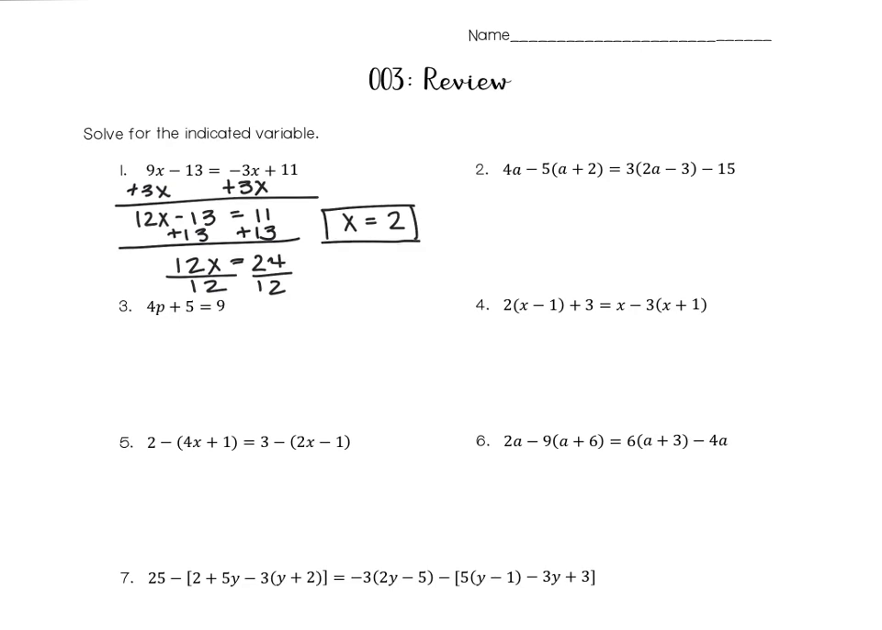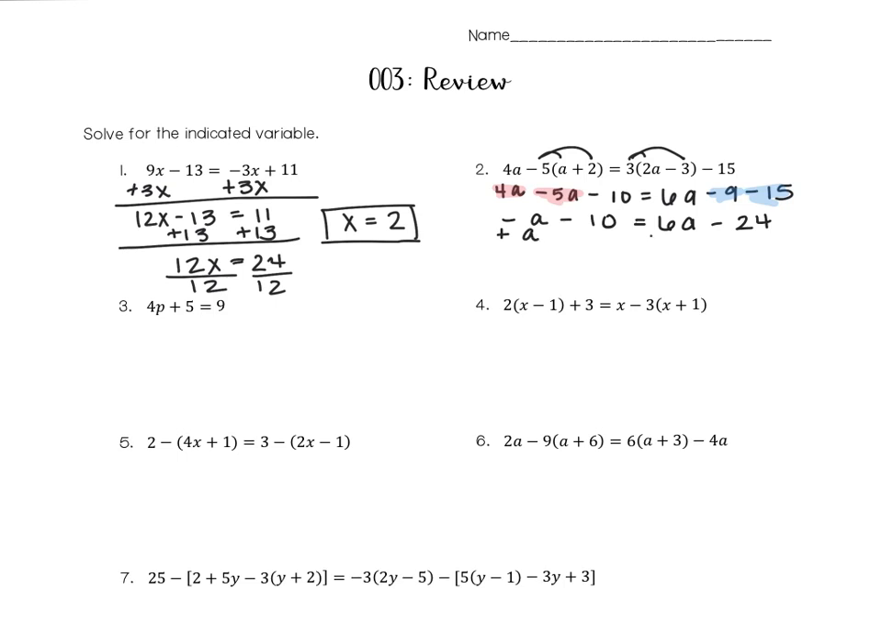For the second example, you would want to start by distributing to eliminate these parentheses. You get 4a minus 5a minus 10 equals 6a minus 9 minus 15. Then you could combine like terms, so I can combine 4a minus 5a. I can combine negative 9 minus 15. That gives me negative a minus 10 equals 6a minus 24.